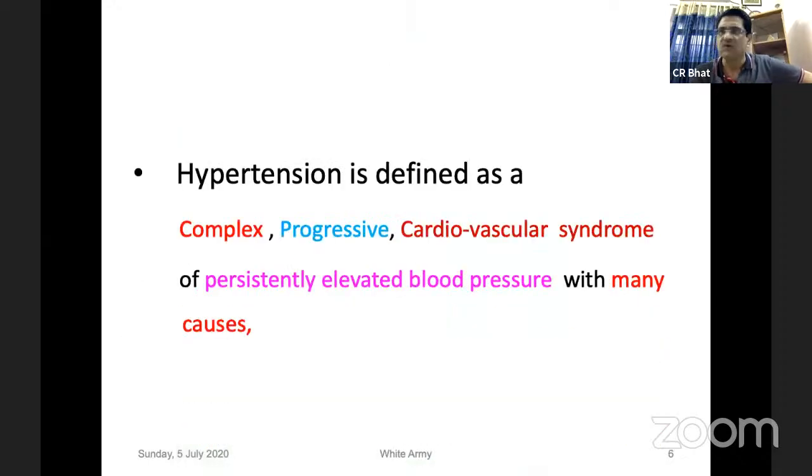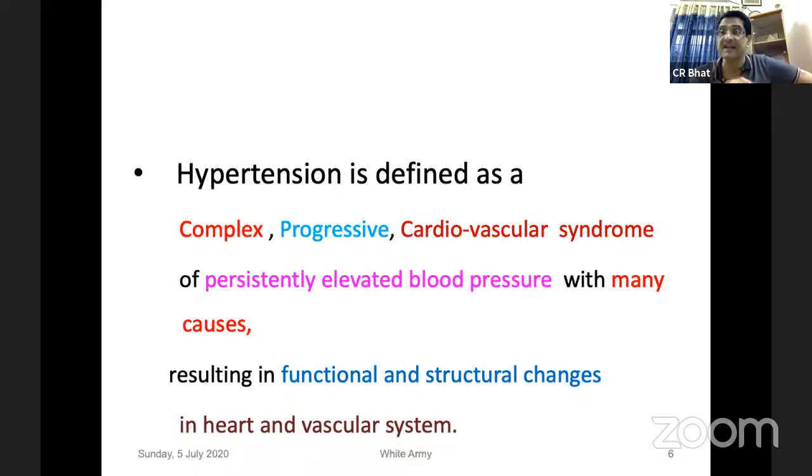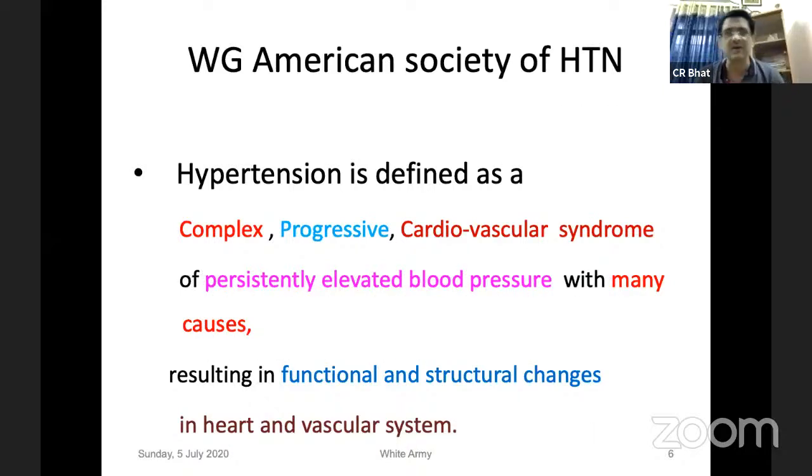Now, I find this definition very useful, because hypertension is not a simple disease; it is a complex, multifactorial disease. It is not a one-time disease, it is a progressive disease involving the cardiac and vascular system. So it is a complex progressive cardiovascular syndrome of persistently elevated blood pressure with many causes, not a single cause, resulting in the long run in functional and structural changes in the heart as well as the vascular system. I find this a very useful definition which summarizes every aspect of hypertension in one sentence. This was given quite long ago by the working group of the American Society of Hypertension, and I still find it very useful to understand hypertension.